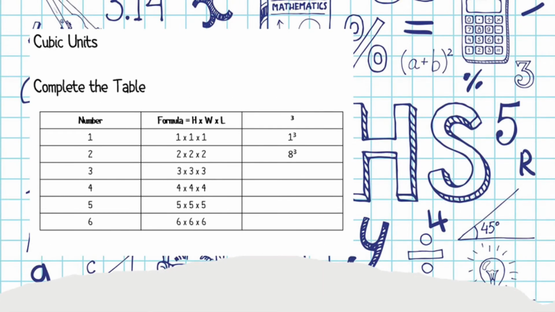Now you know the formula, let's try and complete the table. I've done the first 2 rows for you. In this table we're going to look at shapes which are all cubes. This means all the sides are the same. So a cube with all the dimensions of 1 has a volume of 1 cubed. In a cube where all the dimensions are 2, it has a volume of 8 cubed, because 2 times 2 is 4 and 4 times 2 is 8. Your job is to complete the rest of the table, pause here and give that a go.